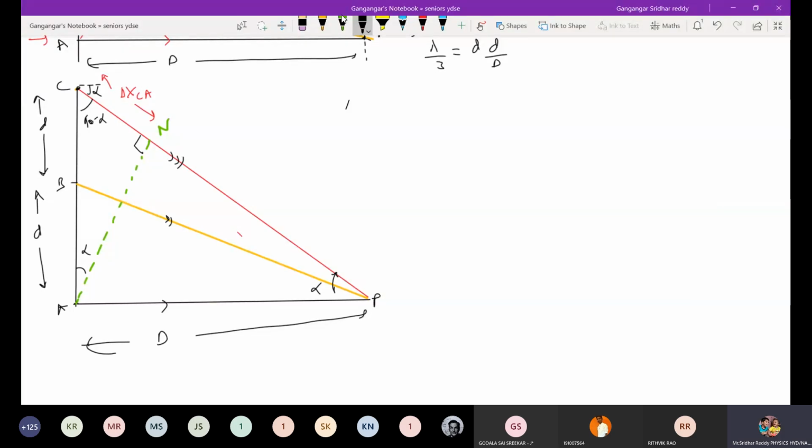In the triangle ANC, sine alpha is equal to delta XAC by d. So delta XAC is equal to d sine alpha. So this will become further d tan alpha. So from the bigger triangle, triangle CAP, tan alpha we can write it as 2d by capital D.